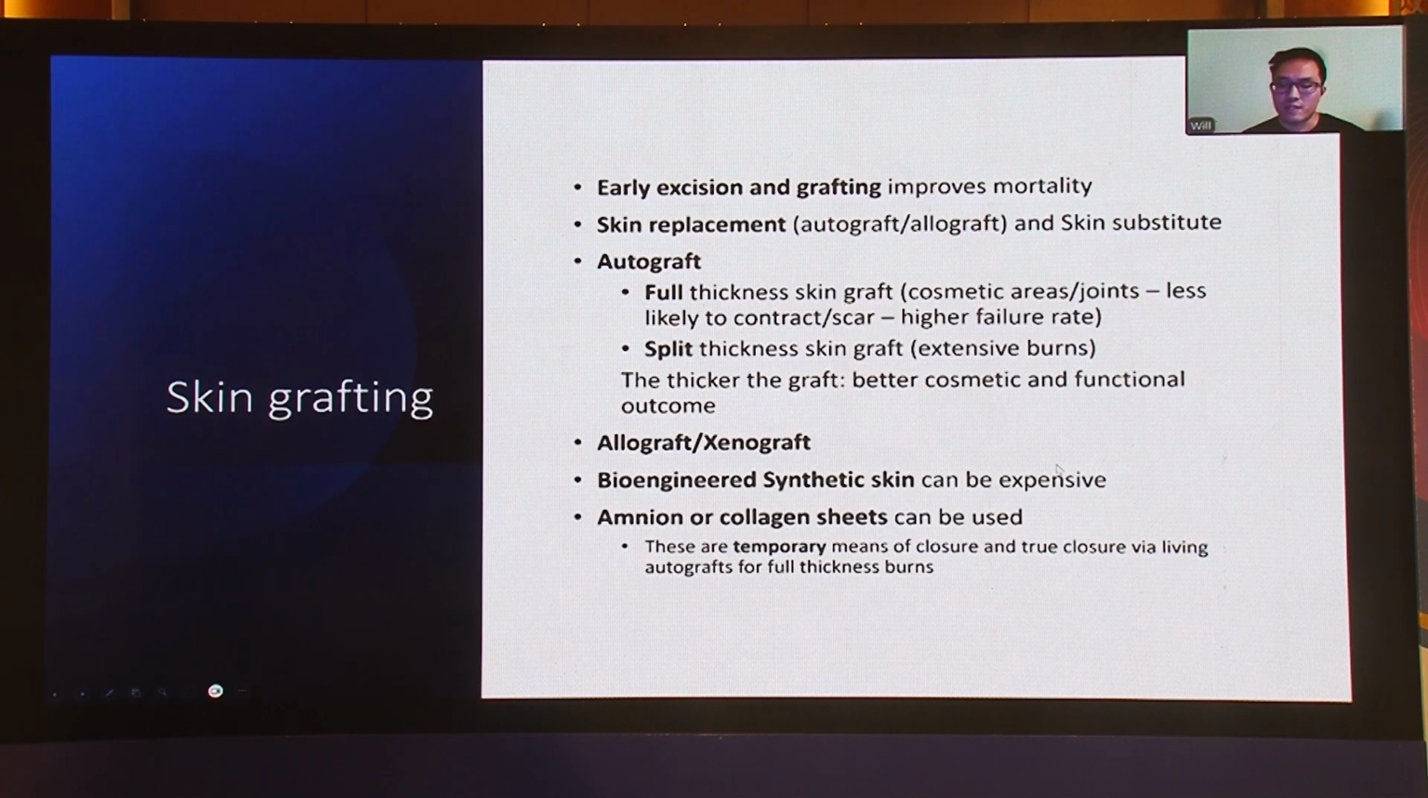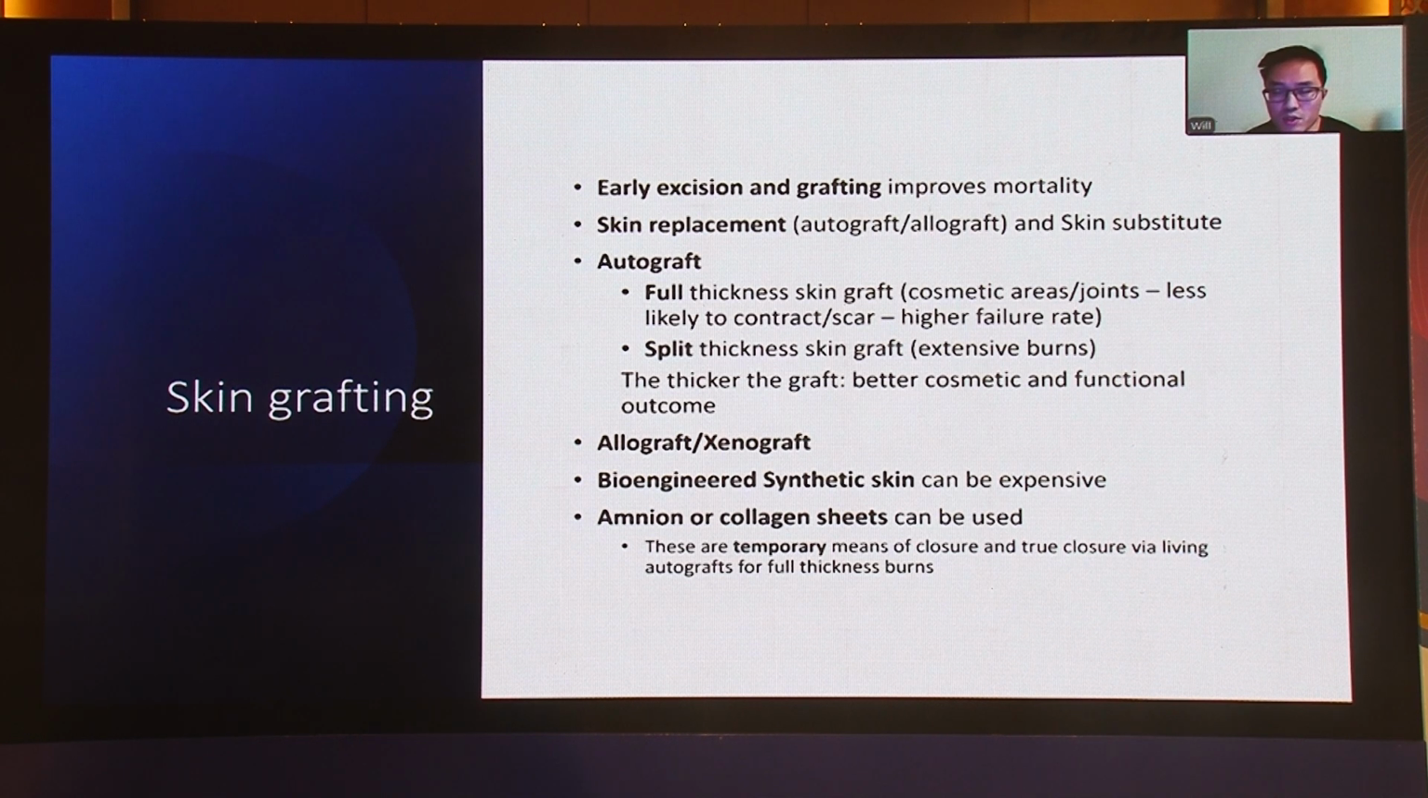So in terms of skin grafts, early excision grafting improves mortality. Studies have shown that mortality difference ranges from 45% to 9% when full thickness burns are excised and grafted in 3 days compared to delaying grafting after 21 days. There's different options in terms of grafting. So this can be autograft, allograft, or using a skin substitute. Autograft is using the person's own skin.